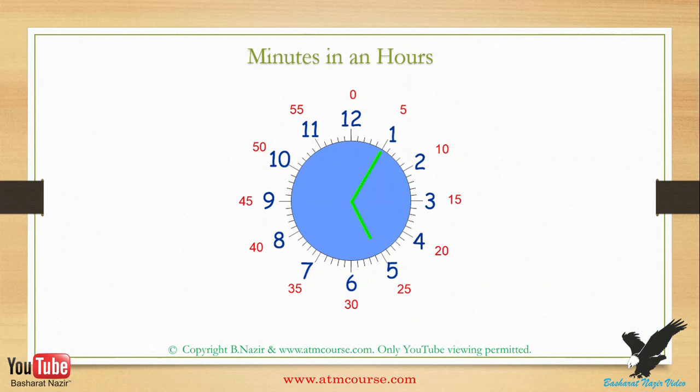The big hand points to the minutes of the hour of the day we are in. There are 60 minutes in an hour. The big hand travels through one revolution in 1 hour. During this time the small hand slowly moved from one digit to the next, showing 1 hour as elapsed.